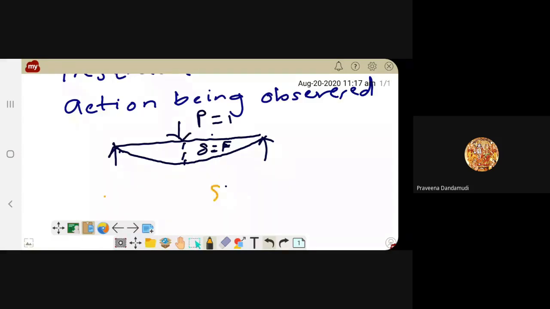How do we calculate the delta? In your second year, you have already calculated the slope and deflection. How do we calculate the deflection? The maximum deflection occurs exactly below the point load, and if the point load is acting exactly at the center of the span, then the standard formula for the displacement or deflection is PL cube upon 48 EI. PL cube upon 48 EI.